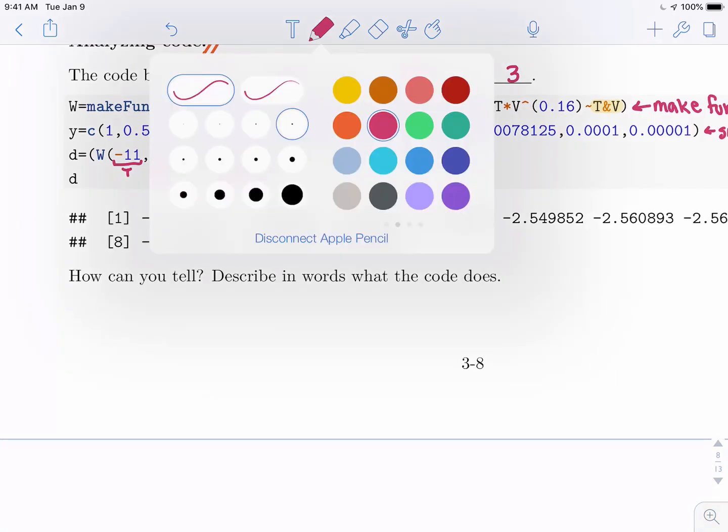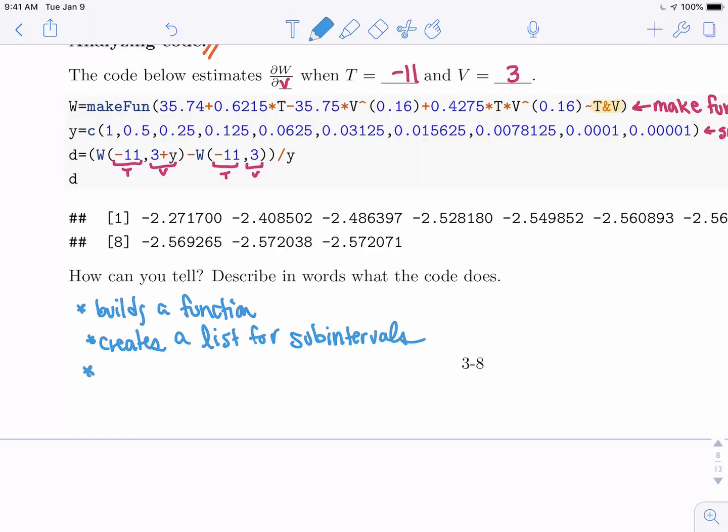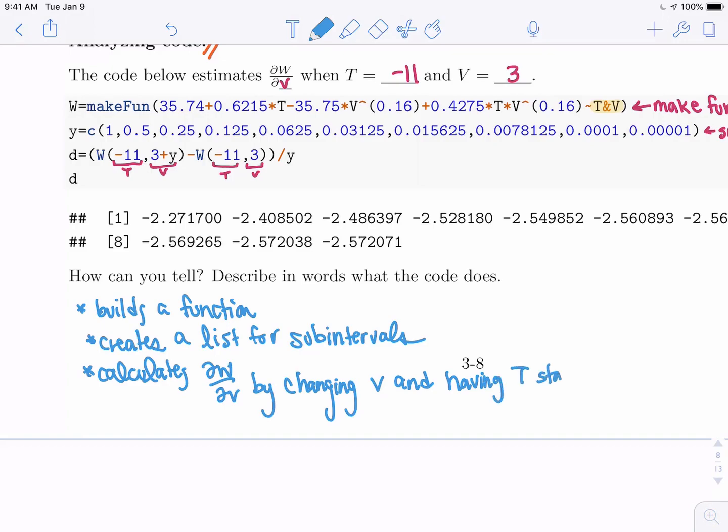So in words, what the code does, it builds a function, creates a list for subintervals, calculates partial w over partial v by changing v and having t stay fixed.